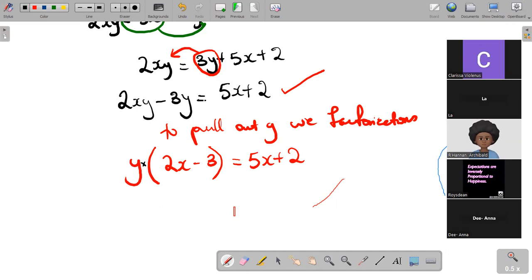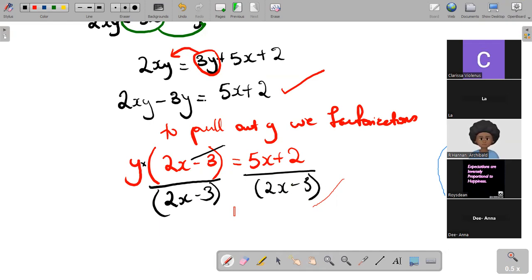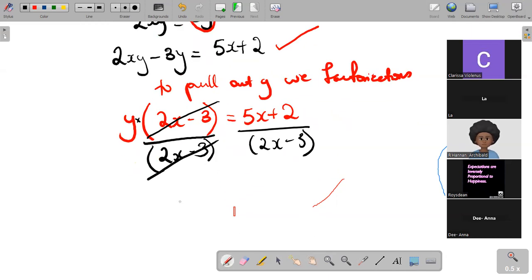So if I want to get rid of the bracket, shouldn't I do the opposite? What is the opposite of times? Divide. So we divide by 2x minus 3, divide by itself. But whatever you do on one side, what do you have to do on the other side? The same exact thing. So what's going to happen here? This and this are going to do what? Cancel. So what is left back?